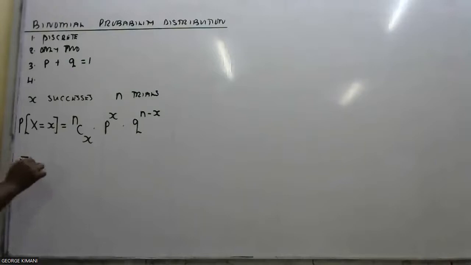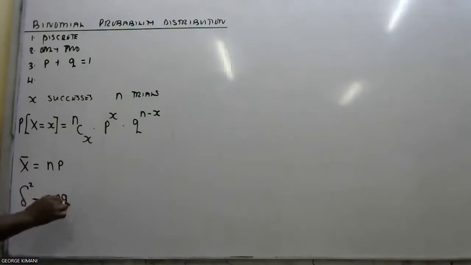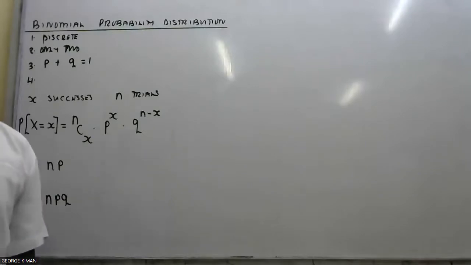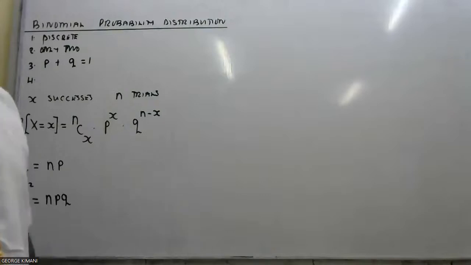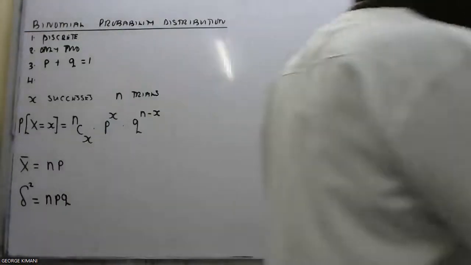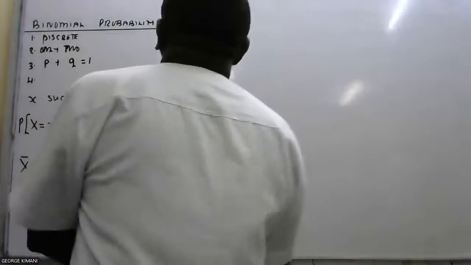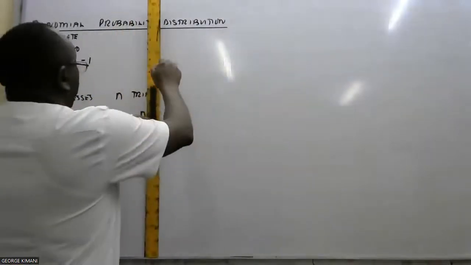X bar is given as NP. Standard deviation of variance is given as NPQ. So that is how to work out binomial.